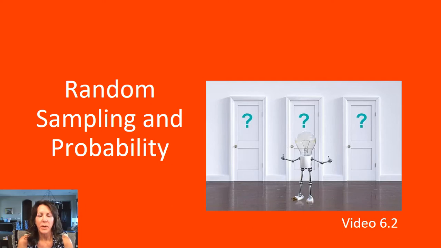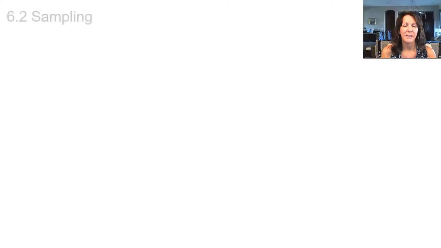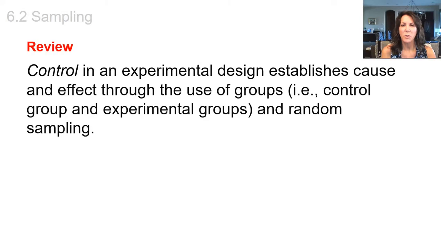In this next video, we're going to review the role of random sampling and talk about its relationship with probability. So the concept of random sampling is something that we've talked about previously, but now it comes into play when we're talking about probabilities. Just to review, control in an experimental design is something that we use to establish cause and effect.